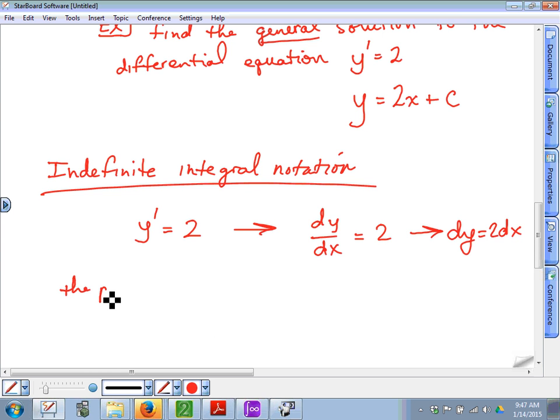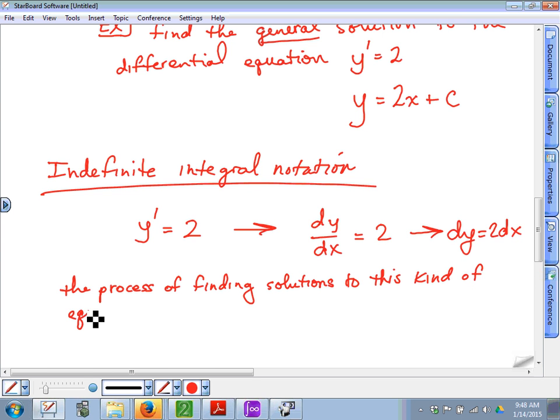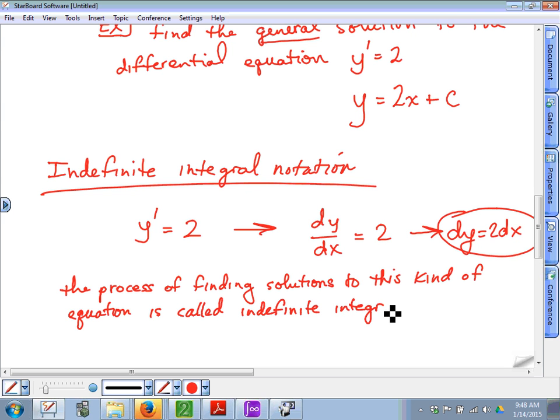So write this phrase down. The process of finding solutions to this kind of equation, I'm talking about differential equation, to this kind of equation, like the one we just did, is called indefinite integration.